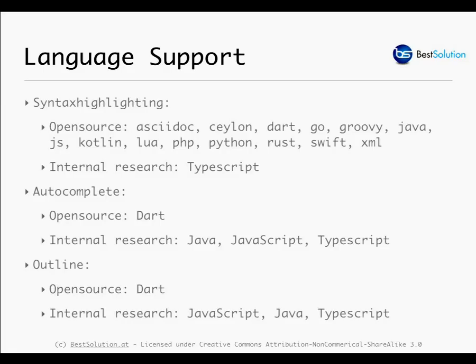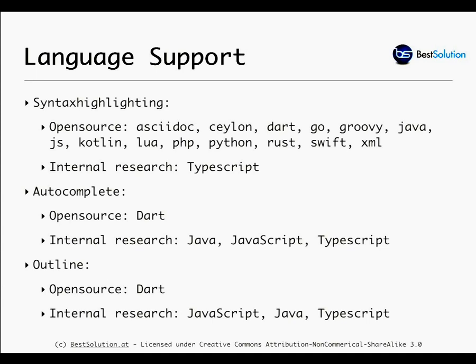At the moment we have syntax highlighting for various languages, starting from AsciiDoc to Ceylon, Dart, Go, Groovy, Java, JavaScript, Kotlin, Lua, PHP, Python, Rust, Swift, XML. We have internal research for TypeScript. Autocompletion we have open sourced, and we show you how you can do that with Dart. We have internal prototypes running with Java, JavaScript, and TypeScript. And for outline viewing, we have open sourced a Dart outline so that you can try that out yourself, and internal research prototypes for Java, JavaScript, and TypeScript.